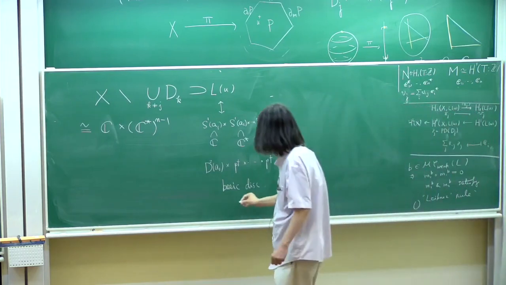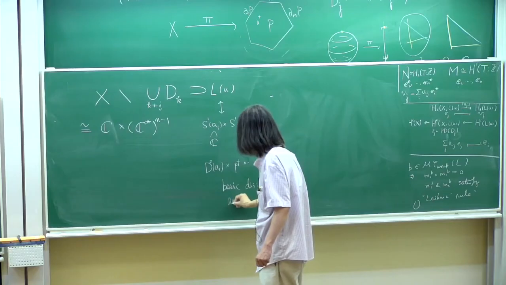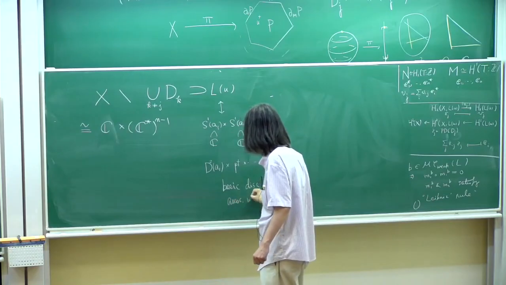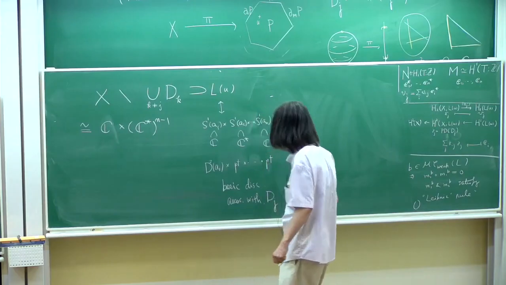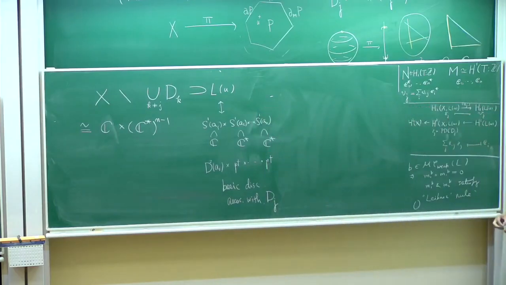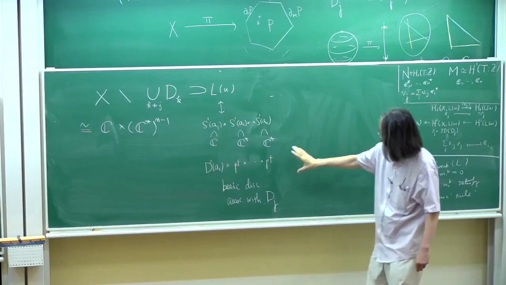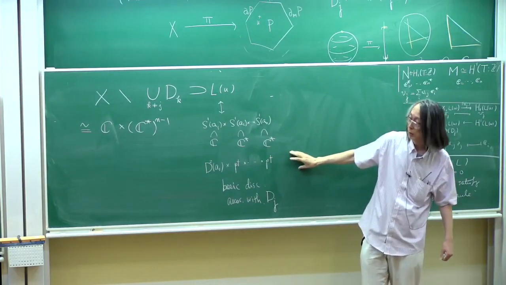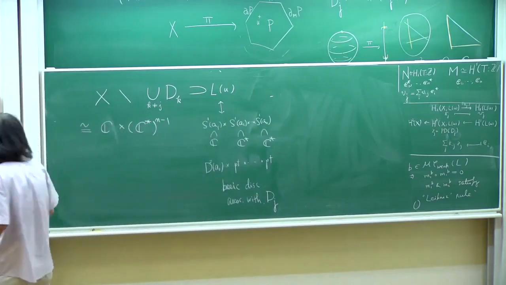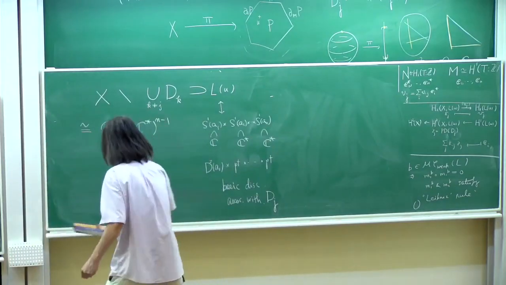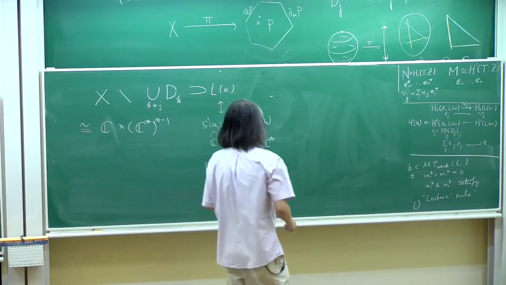Corresponding to, associated with this Dj. Okay. So for each j, you have such a disk, and this one has Maslov index 2, because yes.